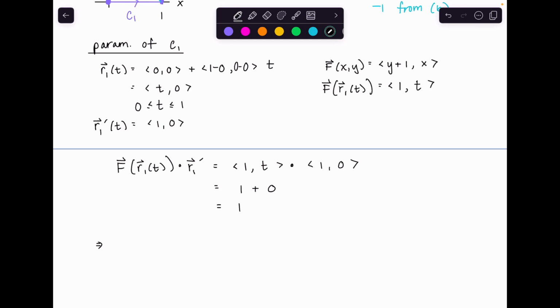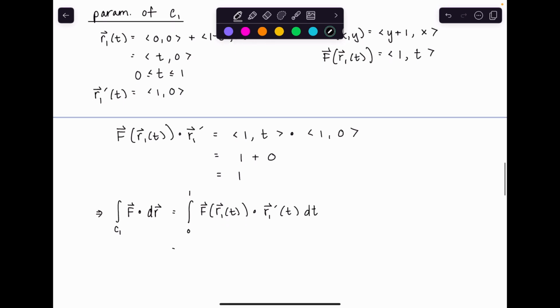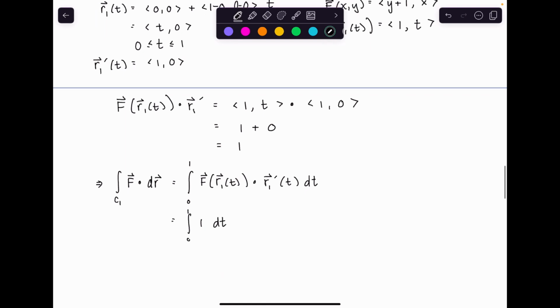So that tells me the line integral over the curve C1 of F dot dr is the integral from 0 to 1 of, again, the dot product of these two things. So I'm integrating 1 from 0 to 1, which gives me t evaluated from 0 to 1. So overall, this equals 1.